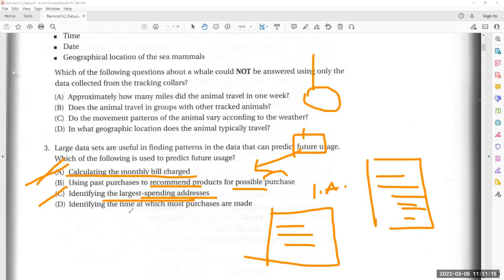D, identifying the time in which most purchases are made. Yes, you can find out what time, what month, or what day most purchases are made, but that's not predicting future, so this one is wrong. Only B has a relation with future.